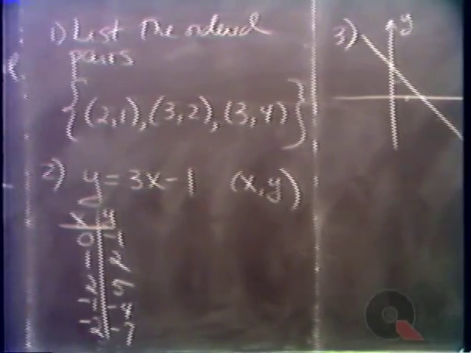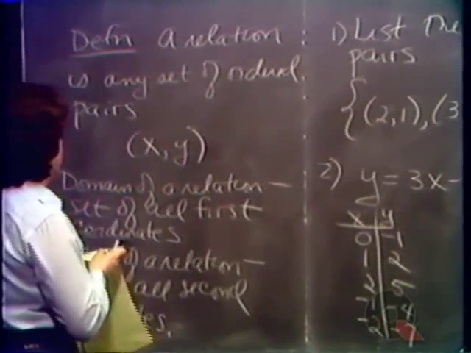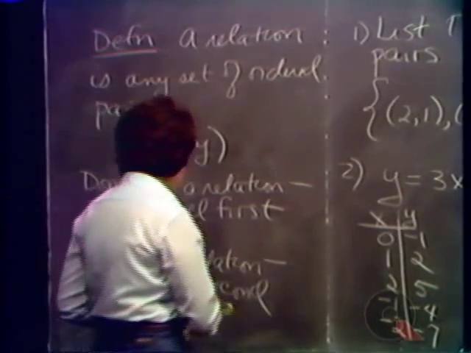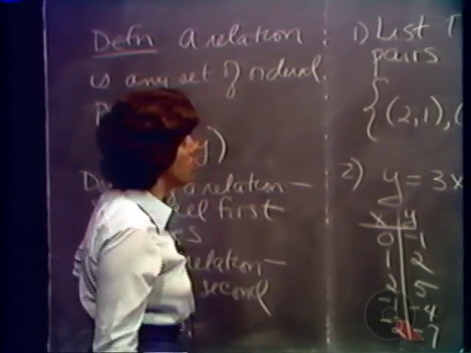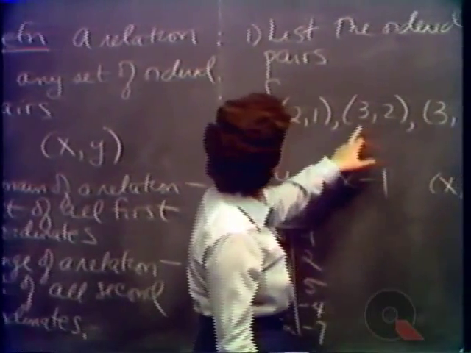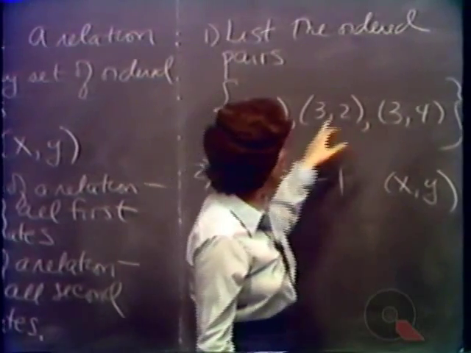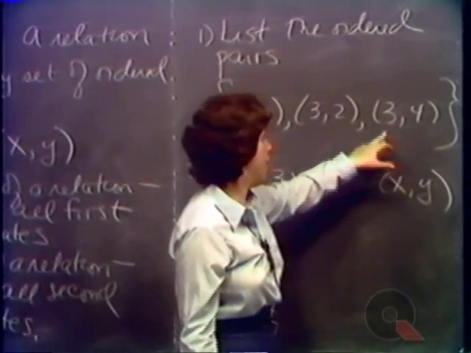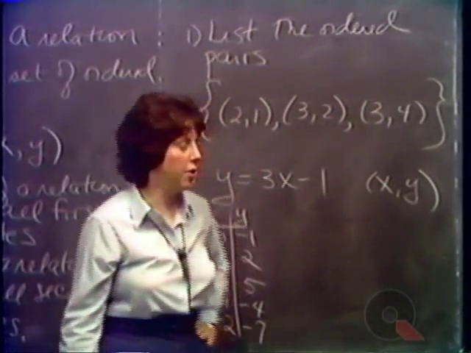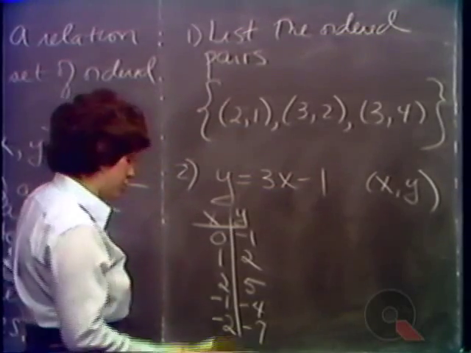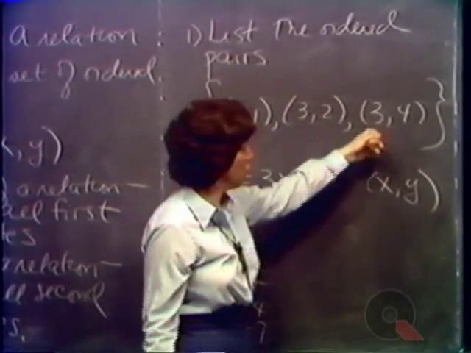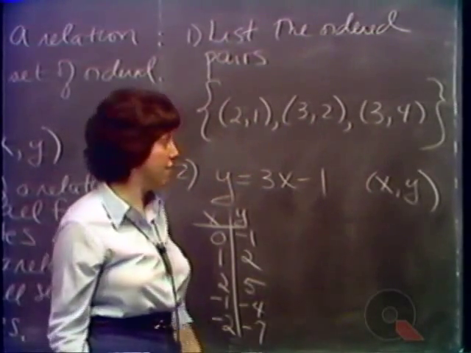Now, certain relations have an additional property. For certain relations, it is true that no two distinct ordered pairs have the same first coordinate. This particular relation violates this. Here are two distinct ordered pairs, and they have the same first coordinate. So this would not have this additional property that I'm talking about. But if you had a relation for which no two distinct ordered pairs had the same first coordinate, this type of relation would be called a function.